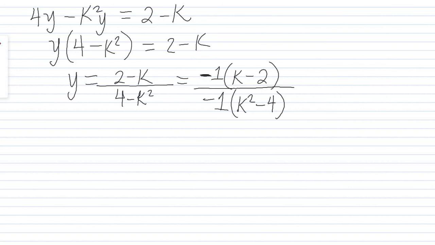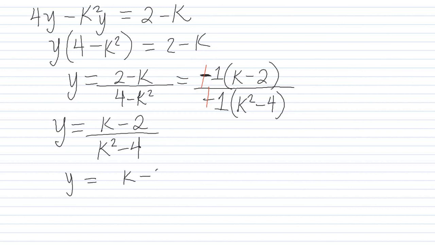Mashallah, so this looks good. You make this one positive, so you end up with y equals (k minus 2) divided by (k squared minus 4). So that's not the answer fully. We can further simplify. So we end up with y equals k minus 2.